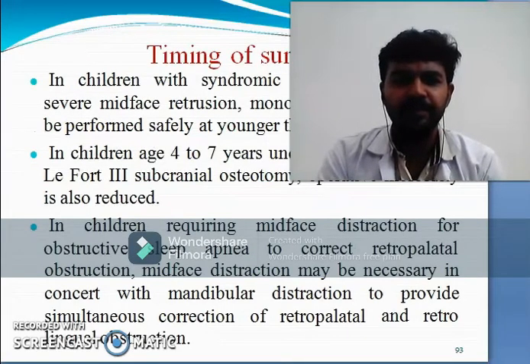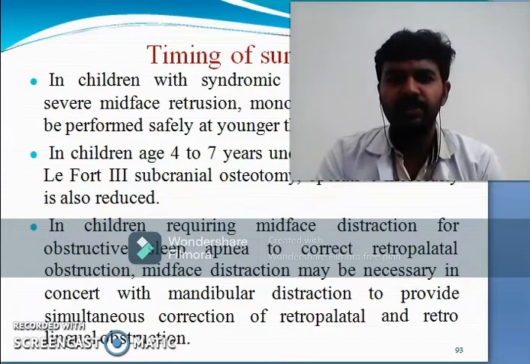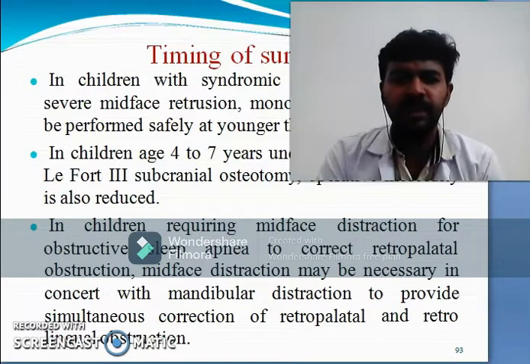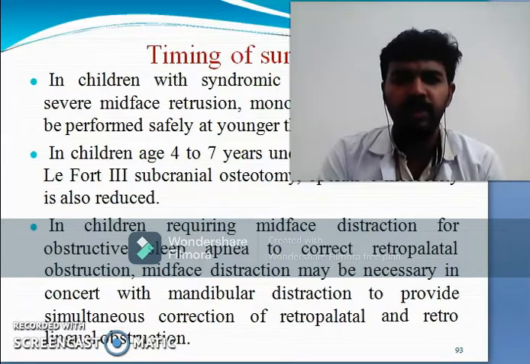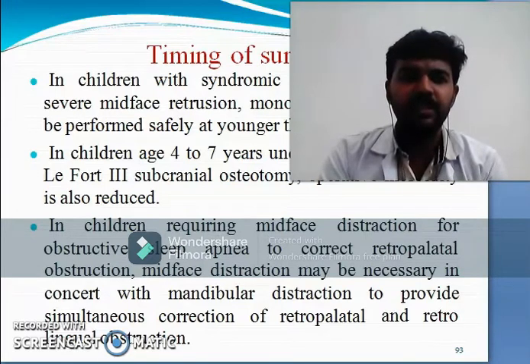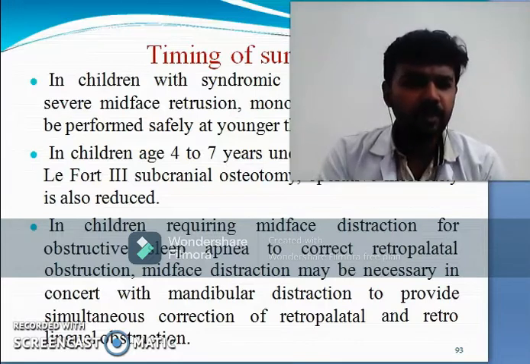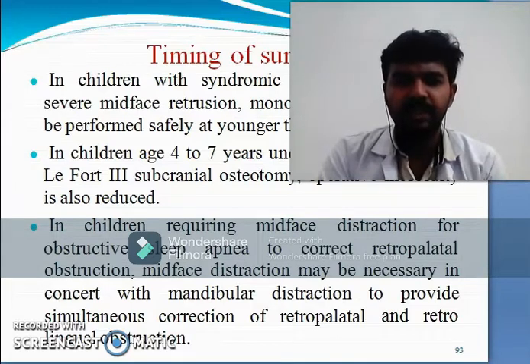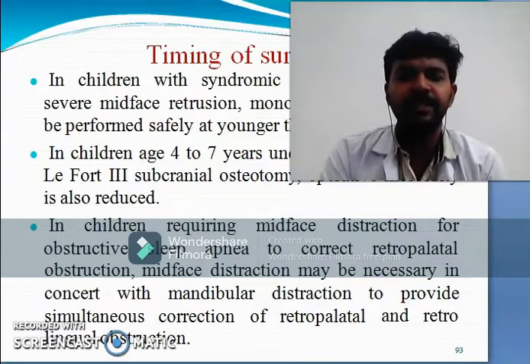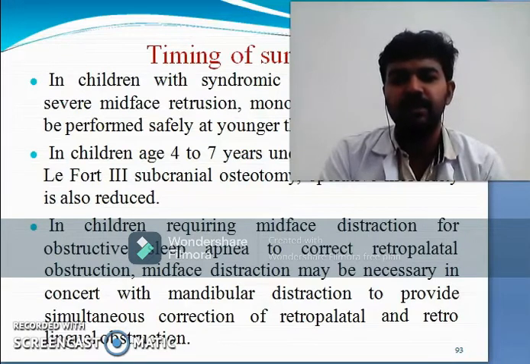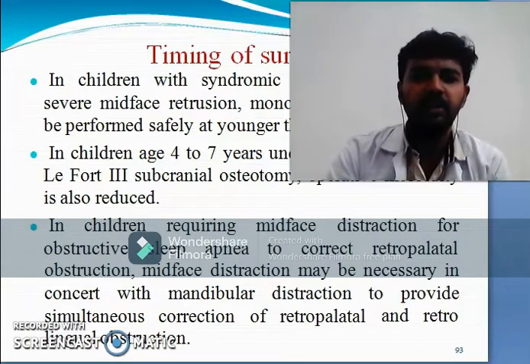The timing of surgery in children with syndromic craniosynostosis and severe midface retrusion: monoblock osteotomies can be performed safely at younger than 1 year of age. In children at age 4 to 7 years undergoing monoblock and or Le Fort III subcranial osteotomy, operative morbidity is also reduced. In children requiring midface distraction for obstructive sleep apnea, to correct retropalatal obstruction, midface distraction may be necessary in concert with mandibular distraction to permit the simultaneous correction of retropalatal and retrolingual obstruction.